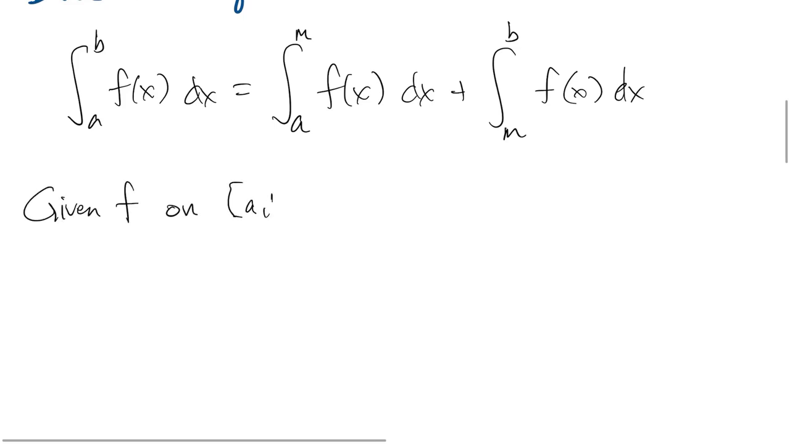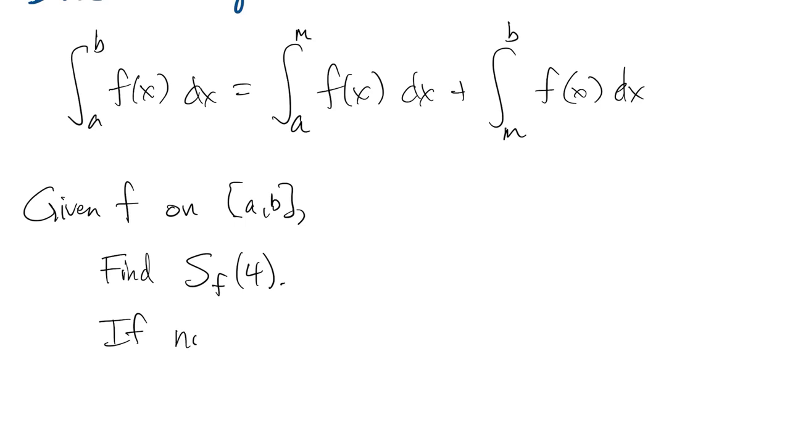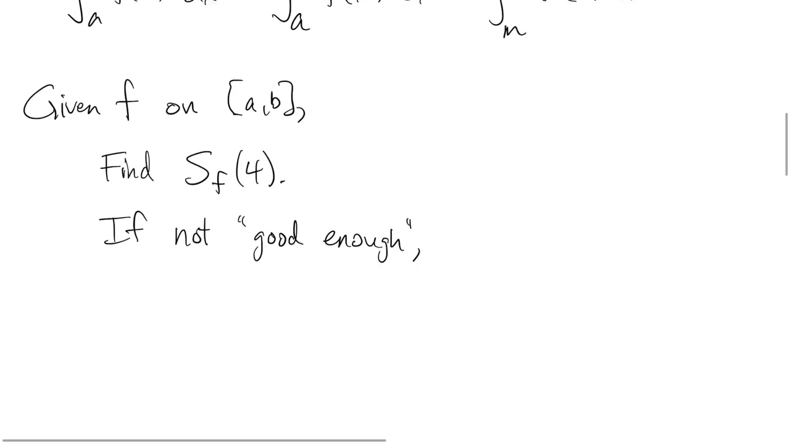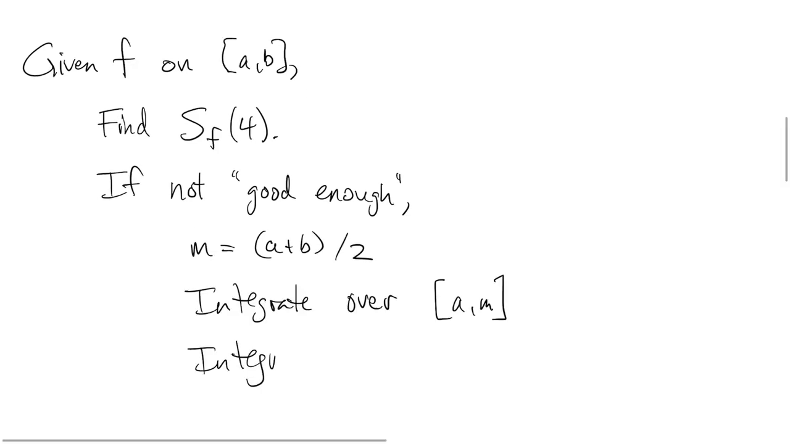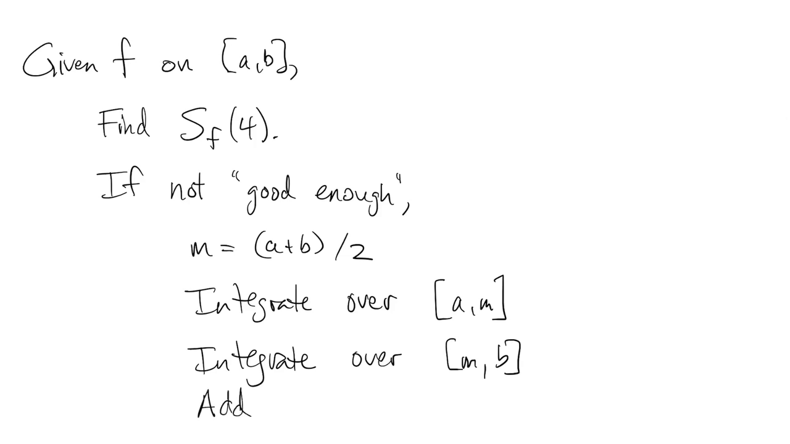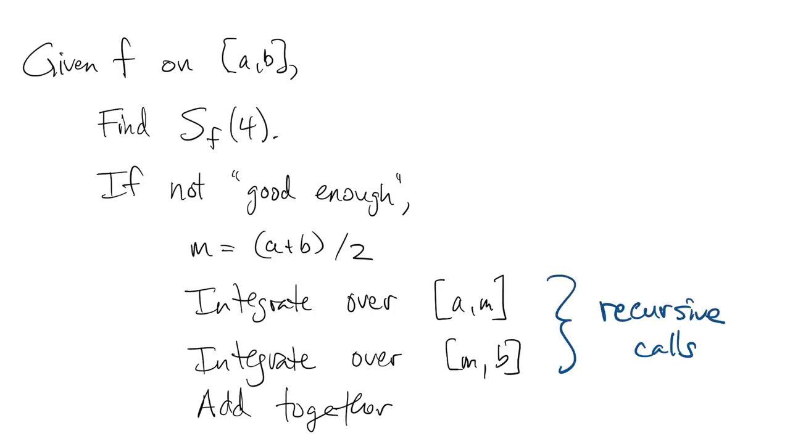So we have the following outline. We want to integrate f over the interval [a, b]. We try S on four nodes and estimate the error in it. If that's not accurate enough, then we bisect the interval. We integrate over the two pieces separately, and then we add the results together. Note that the integration subproblems are of the same type as the original, so we can use a recursive implementation.